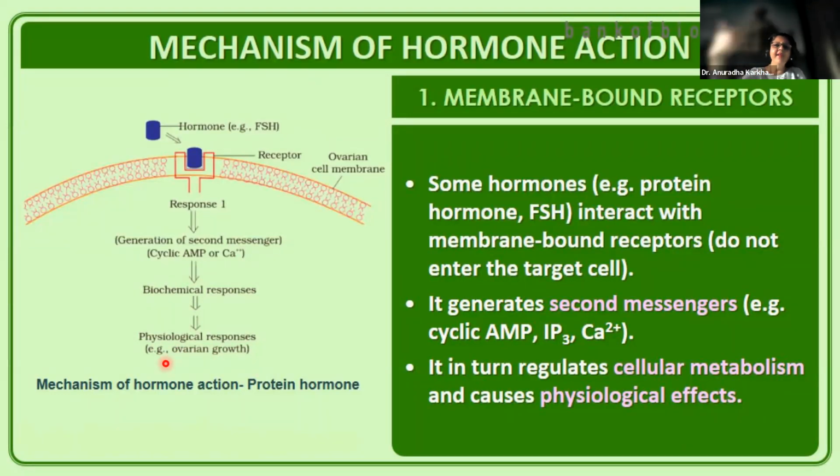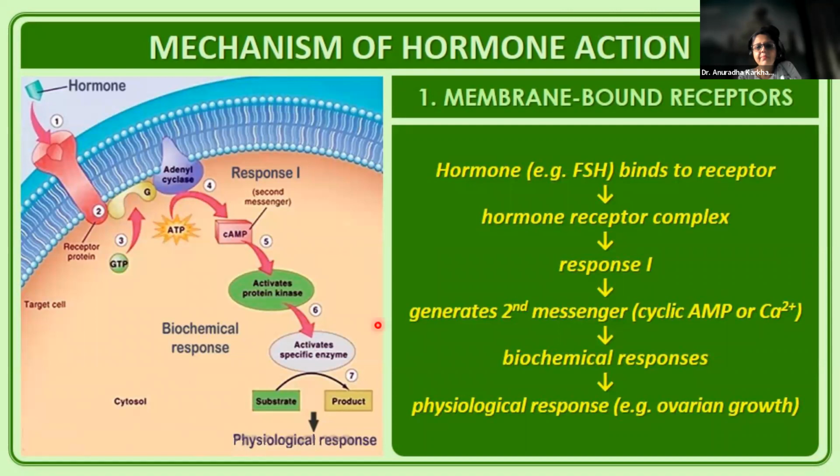Okay, so this is the way hormone action is seen. This is one method, and the last method is this, that is membrane-bound receptors. Same, look: hormone FSH binds to the receptor, a hormone-receptor complex is formed, and a response is generated. The response will generate a second messenger like cyclic AMP or calcium. A biochemical response will be formed, which will cause the growth of the ovary, which is called the physiological response. Same thing. Okay. And look at the second method now.